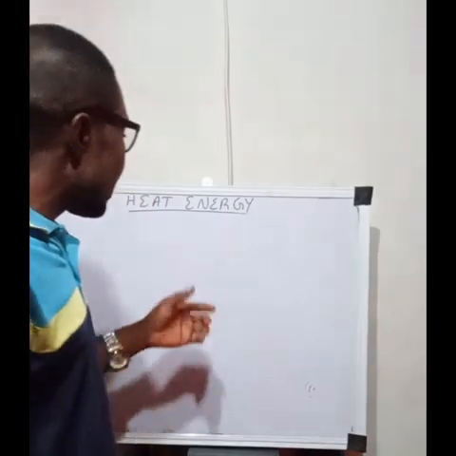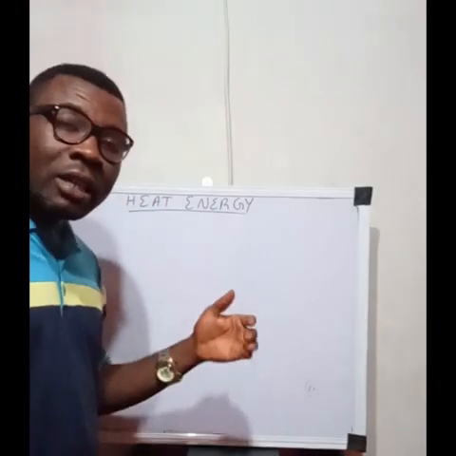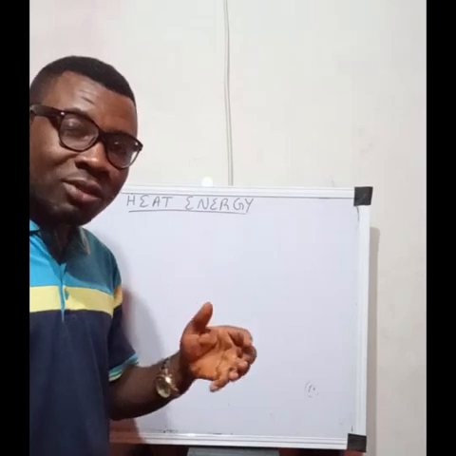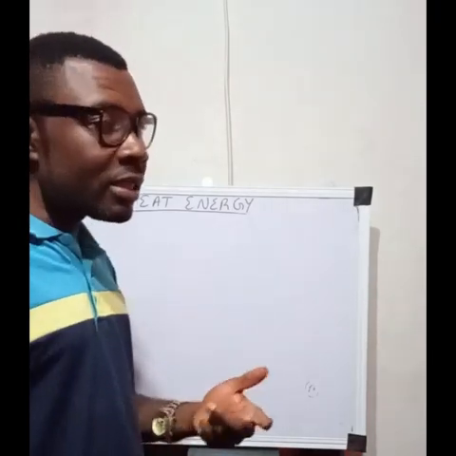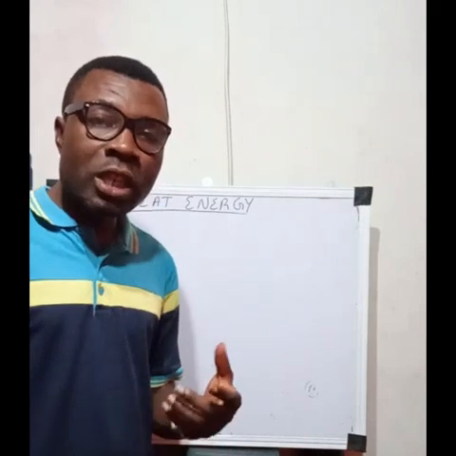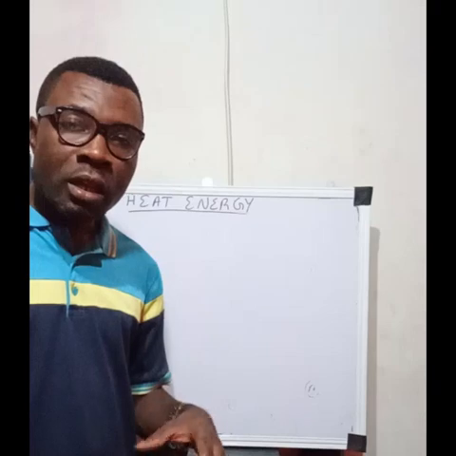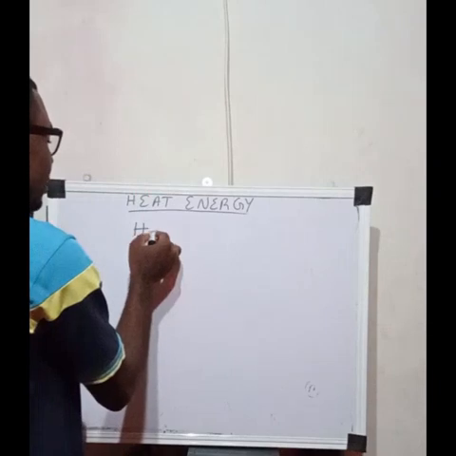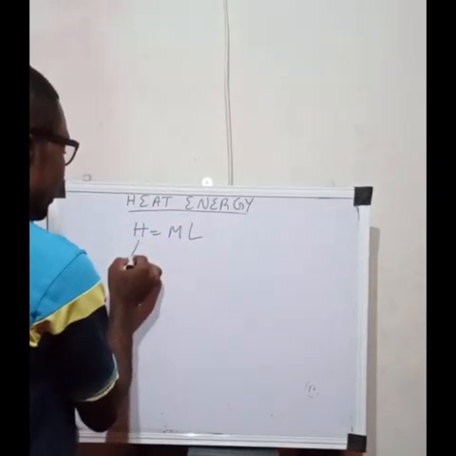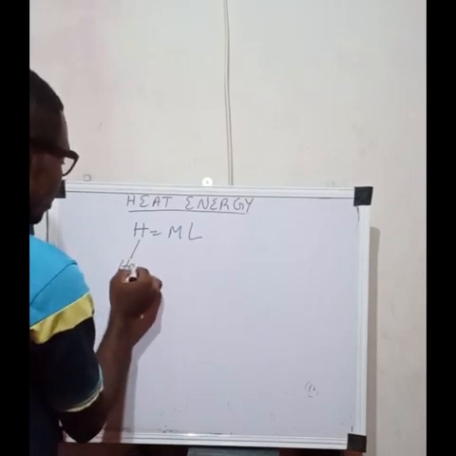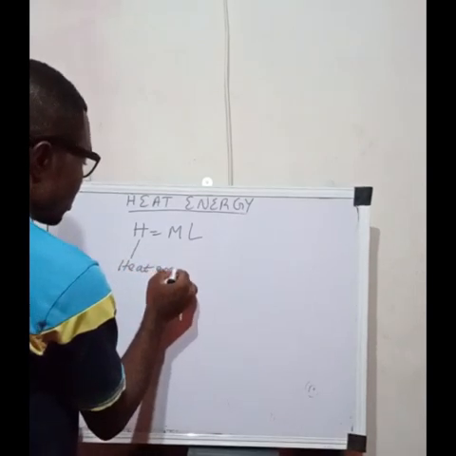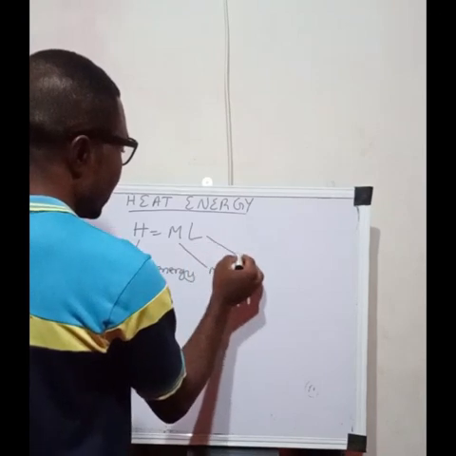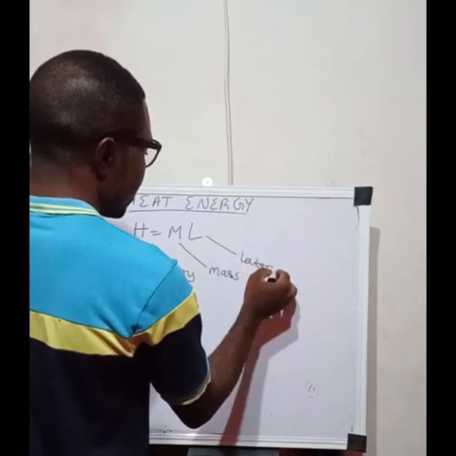So latent heat is the quantity of heat required to change a body from one state to another at constant temperature. Latent heat is the quantity of heat required to change the state of a body at constant temperature. And then heat energy using latent heat is H = mL, where H is the heat energy, m is the mass of the body, and L is the latent heat of that body.